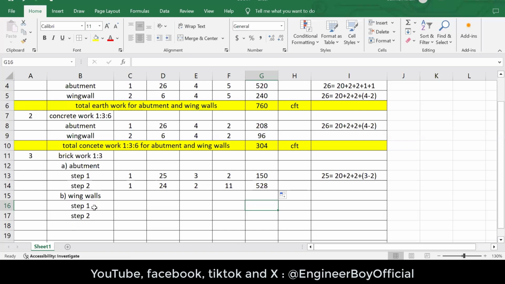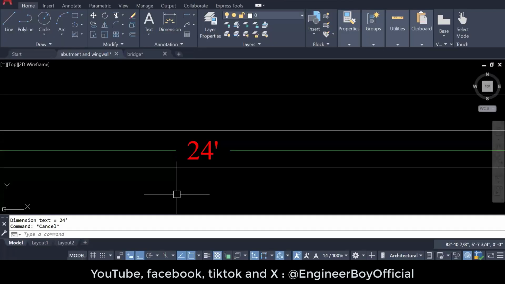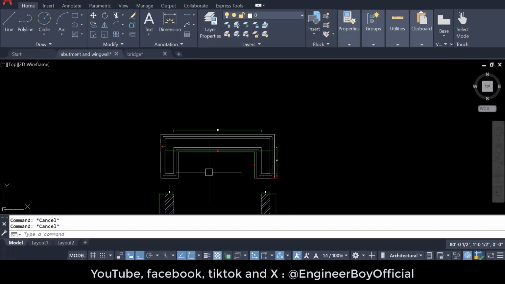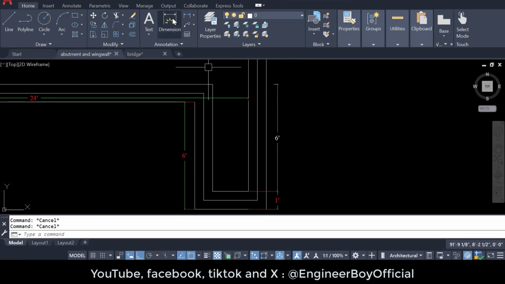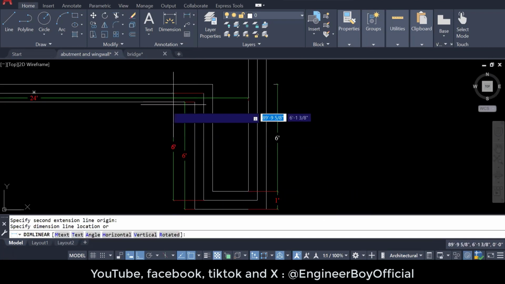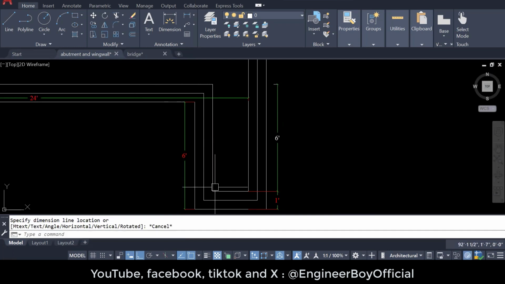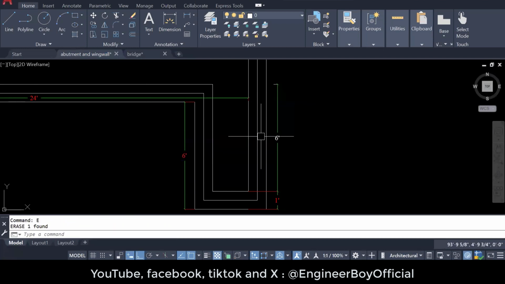Now for the wing walls, step 1 can be 2 in number, step 2 can be 2 in number, because wing walls are 2. Now what should be the length? 6 minus 1 step maybe. Let's just see if I'm right or not. Step 1, if you see, this is 6 feet. This is step 2, from this point till that one, it is 6. And again step 2, I'm going to take that in advance, that is 6, and over here it is 6 again. That means these are like short walls.